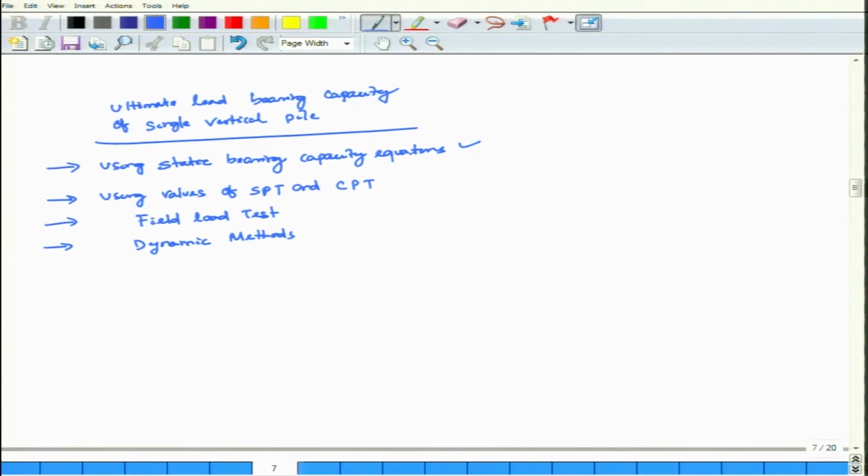Next class I will start piles driven into cohesive soils. One by one we will go through it.